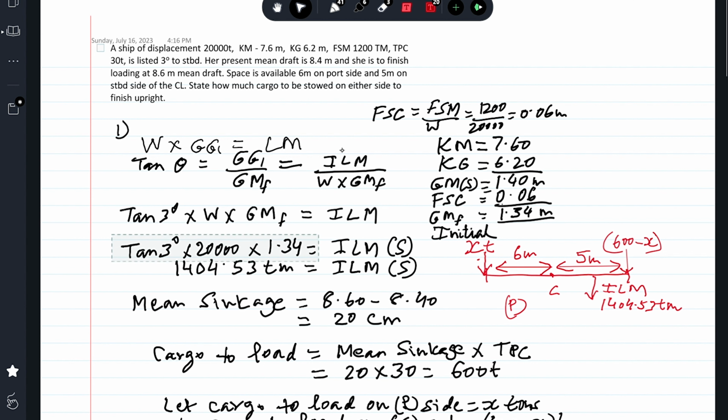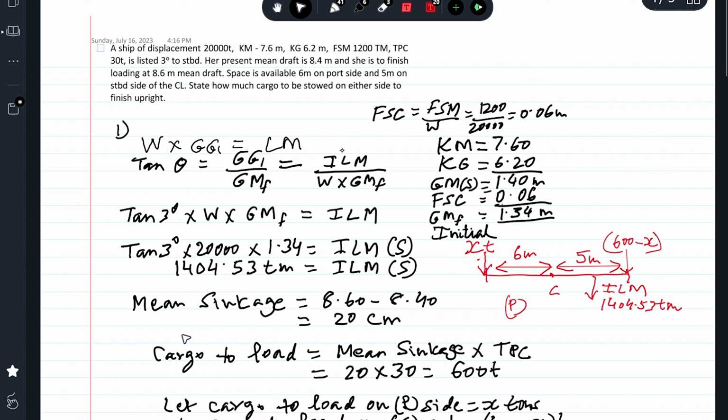Tan of 3 degrees multiplied by displacement into GM fluid, initial GM fluid, because that is being equated to the initial listing moment, which is to starboard. Okay, put the value of tan of 3 degrees and multiply all the three figures. You get 1404.53 ton meter, which is the initial listing moment towards starboard side, because the ship is listed 3 degrees to starboard.